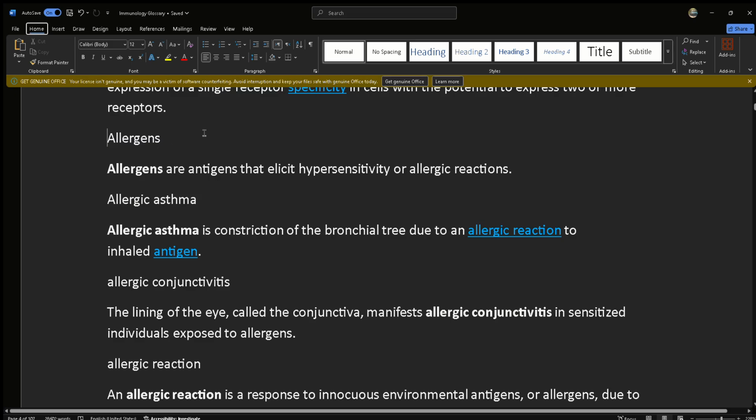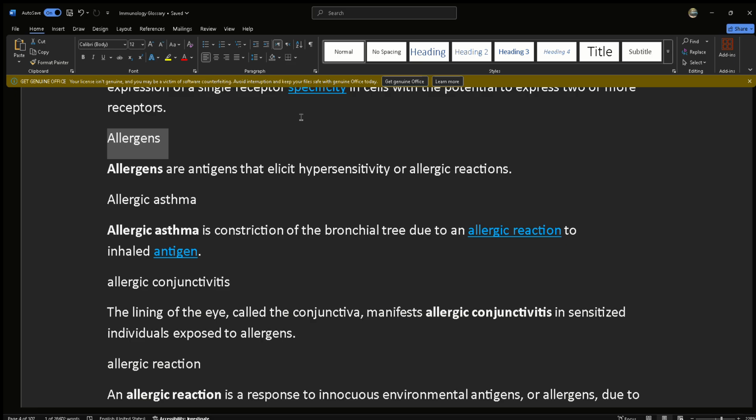So here we are to define some other terms. Allergens. So allergens are antigens that elicit hypersensitivity or allergic reactions. So allergens are those substances which will induce allergies or which will cause allergies and discomfort.